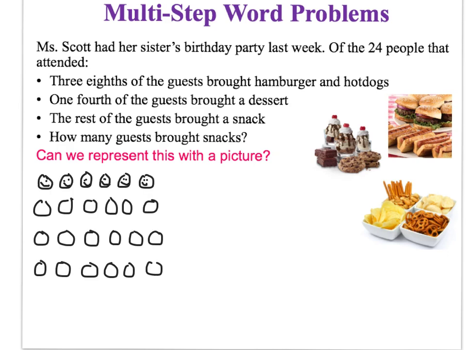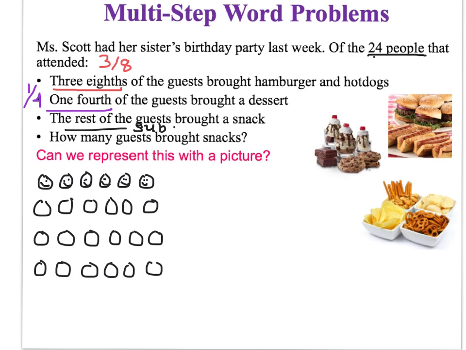Alright, so I first drew 24 little people, since that is the total amount. Next, I'm going to write out my words as numbers, so I see 3/8 ate hamburgers and hot dogs. 1/4 of the guests brought a dessert. And the rest of the guests brought snacks, which signals me to subtract.